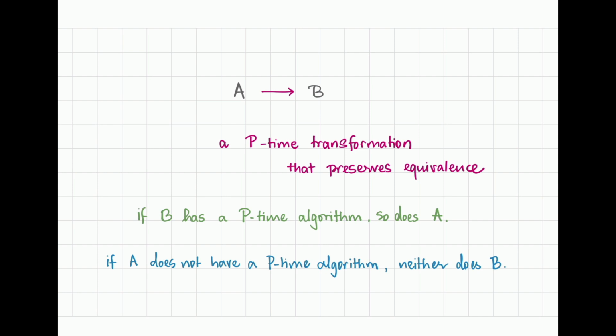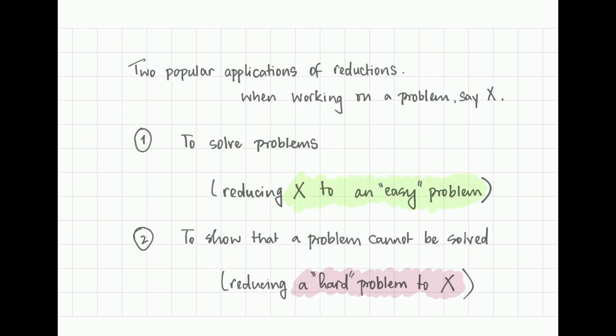So you can think of reductions as a double-edged sword which can be used in one of two ways, and both of these applications are quite popular. On the one hand, let's say you're working on some problem, I'm going to call it X. On the one hand, you can reduce X to an easy problem. That's what happened when we reduced a problem to LP or to max flow and so on, right? So you can take the problem that you're working on and reduce it to something that you already know has an algorithm of the kind that you want.